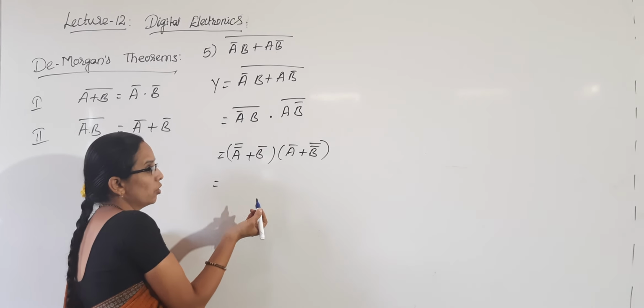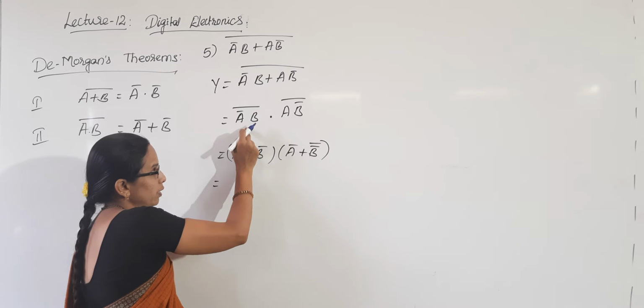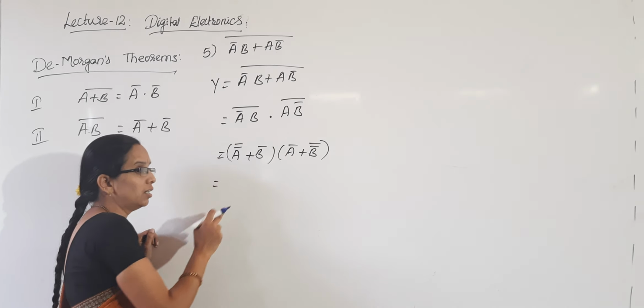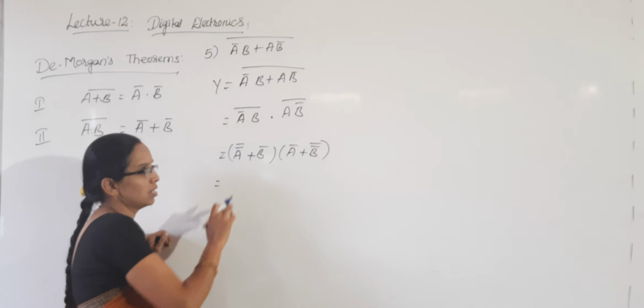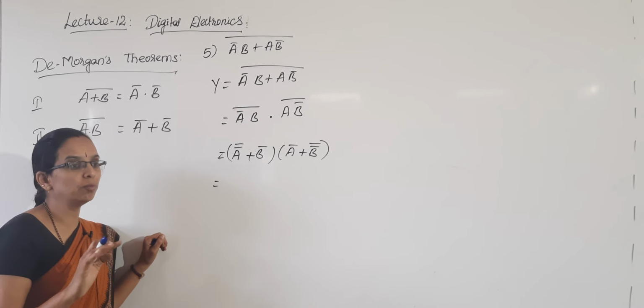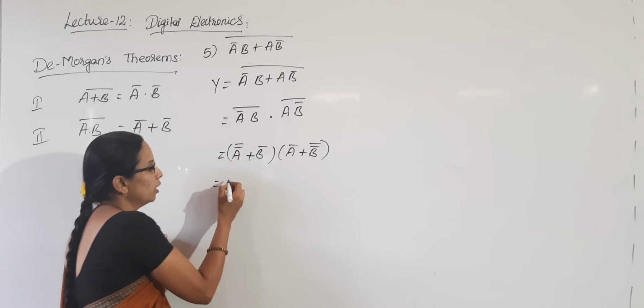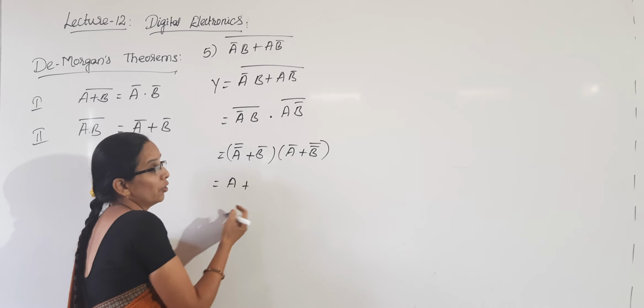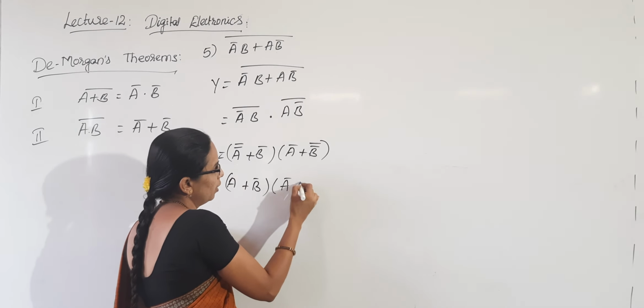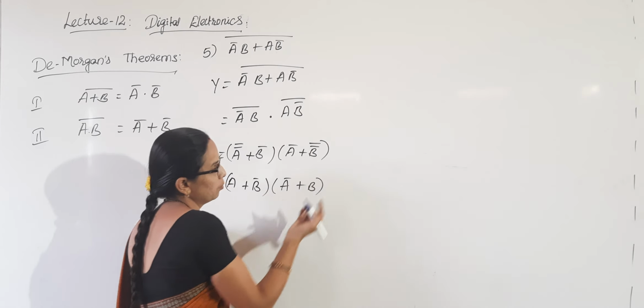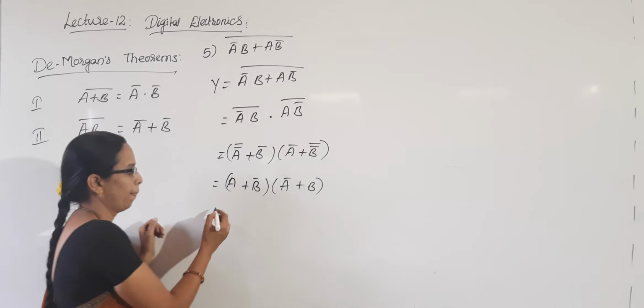You have to concentrate, because if you split it and don't change the sign, then it will be wrong. Again, if you change the sign and don't split it, then the problem will be wrong. A double bar is A according to the NOT operation, and B double bar is equal to B.